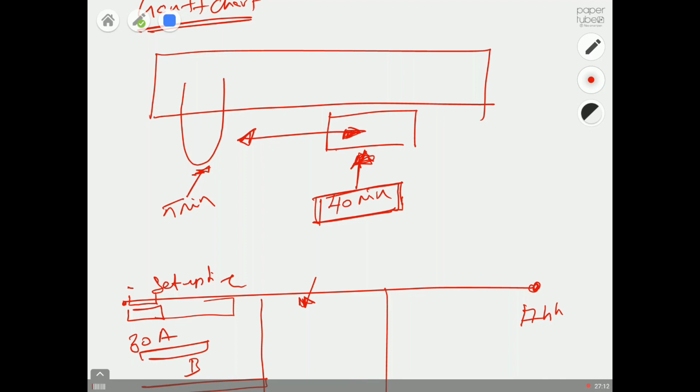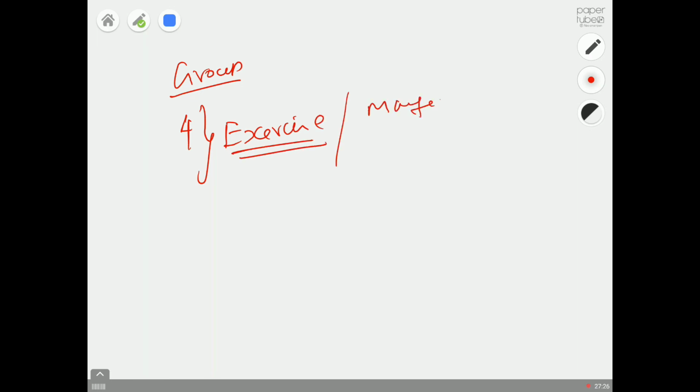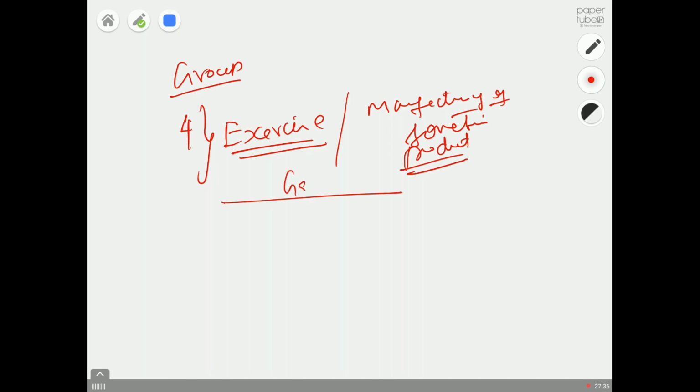Here is how it works: the group will have 4 members. You will solve the exercise which I'm going to give. This is something like manufacturing of some product. You finish this one, generate a Gantt chart or any other chart that the SuperPro Designer software allows you to generate, and then you add the same example which we are doing now.